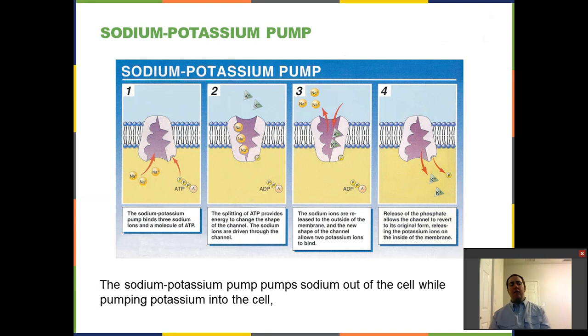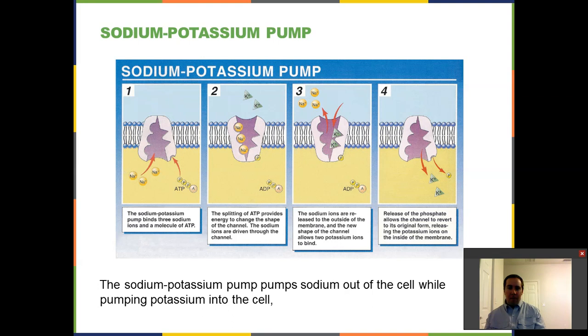And remember, this is caused by that sodium-potassium pump. Every time the pump moves, it takes 3 sodiums from the inside and pumps them out. It takes 2 potassiums from the outside and pumps them in. That's why we get high concentration of sodium on the outside and high concentration of potassium on the inside.